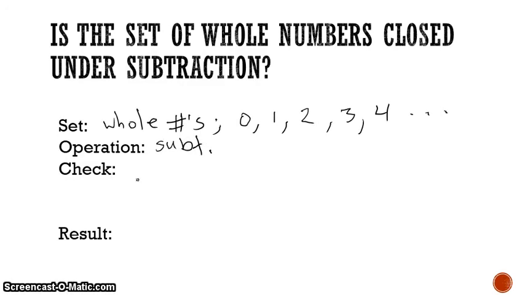So I'm going to pick two numbers and I'm going to check it. Now remember, the order matters for subtraction. I'll check 2 minus 3. How about that? 2 minus 3, positive, negative, different signs, subtract and keep the sign of the bigger, so my answer is going to be negative 1.